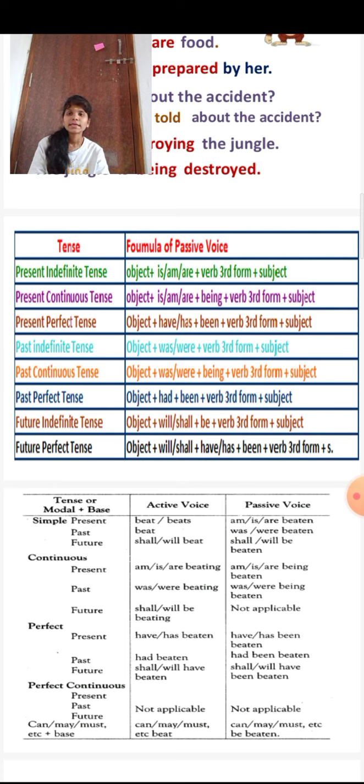And the second rule: interchange the object and subject with each other. It means the object of the active sentence becomes the subject of the passive sentence. Example, active voice: she needs a sweater. She is the subject, needs is the verb, sweater is the object. So in passive voice, the sweater is knitted by her. The object, sweater, is interchanged with the subject, she.